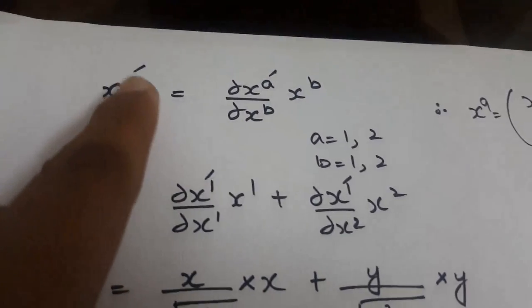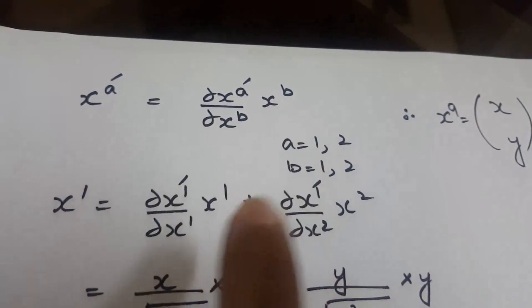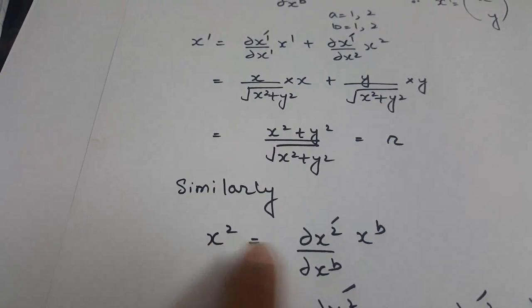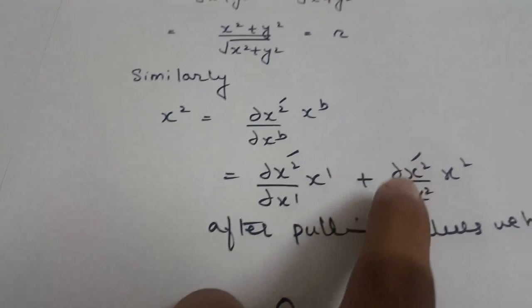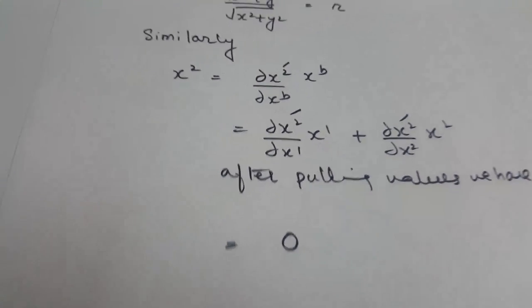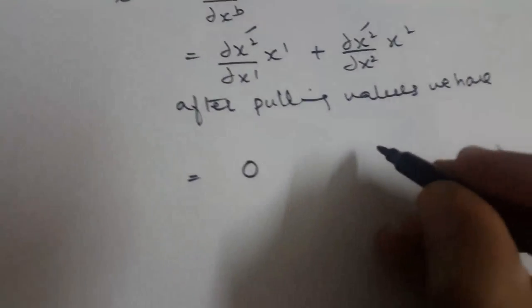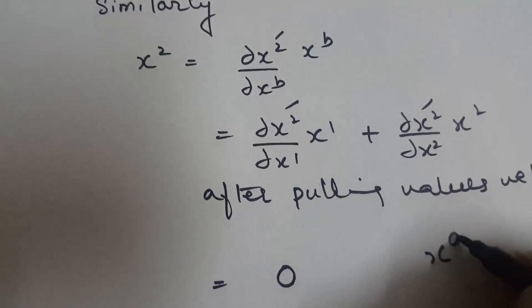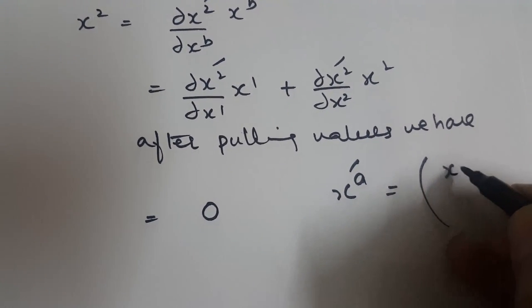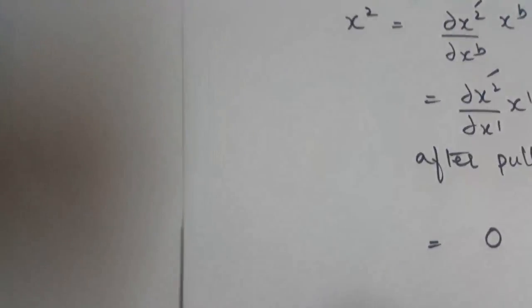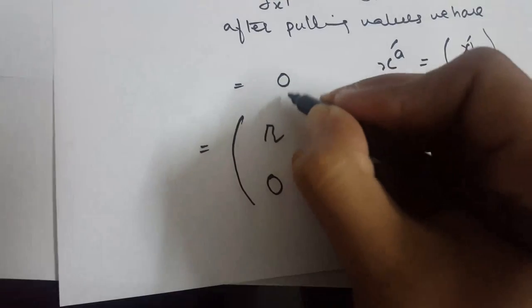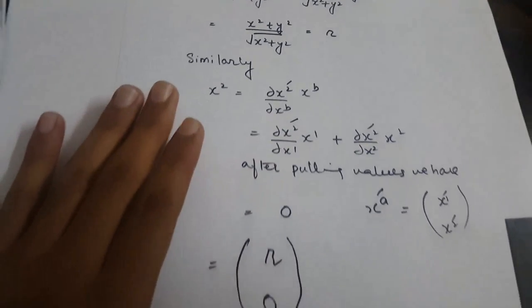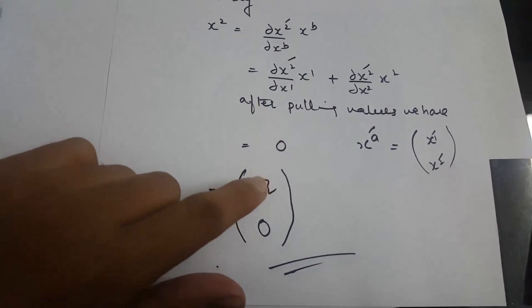Similarly, doing for x2, now we'll fix 2 here and give variation to b in the similar fashion like we did here. So fixing 2 here and we'll give variation to b, we get this. And after putting all the values from Jacobi transformation matrix, we will get 0. So at the final end, we have xA prime equal to x1 prime and x2 prime, that is equal to x1 equal to r and x2 equal to 0. So here we are. So we transformed our question written in Cartesian coordinates into polar coordinates that represents r and theta.